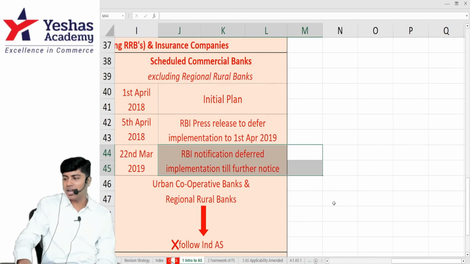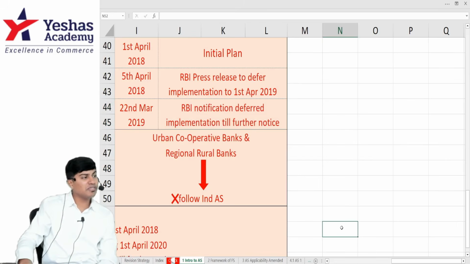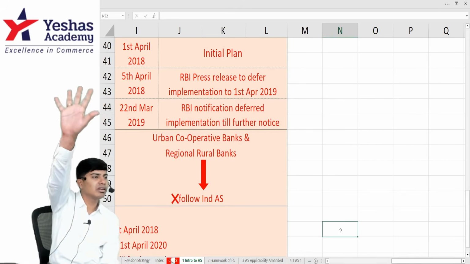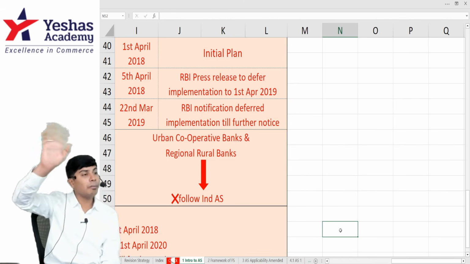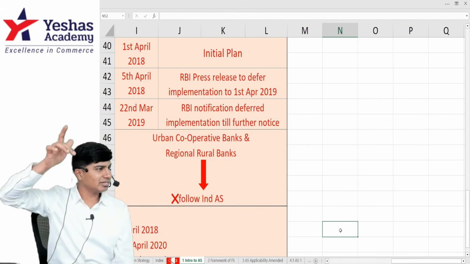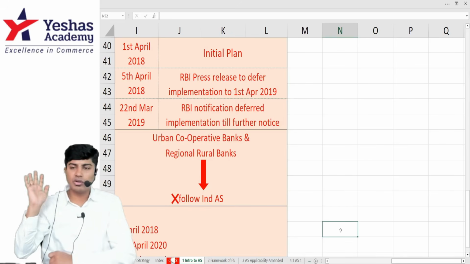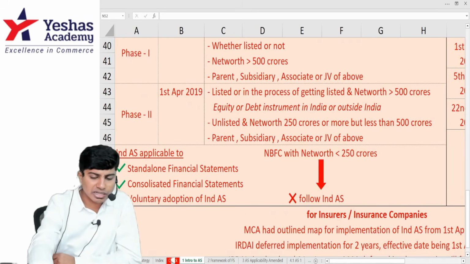So for banks in India, is Ind AS applicable? You don't follow Ind AS. Do NBFCs follow Ind AS? Yes. From when? 2018. In 2018, applicable for net worth more than? Very good. 2019, applicable if net worth is more than? Banks, initial plan 2018, then changed to 2019. Now deferred indefinitely. Right now there is no update. Okay. Let's talk about insurance companies.